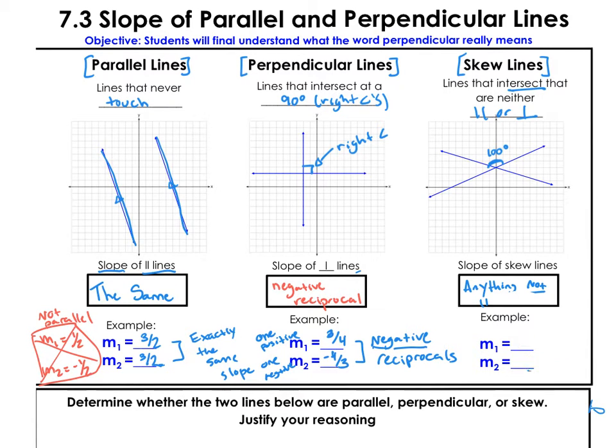Now, today's whole lesson, all you've got to be able to do is look at the slopes of two lines and tell me if they are parallel, perpendicular, or neither. That's it. We're going to look at two slopes. You've got to determine which category they go in. Are they parallel? Are they perpendicular? Or are they skew? You've got to look at the slopes and figure that out.